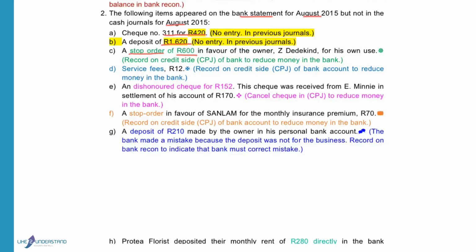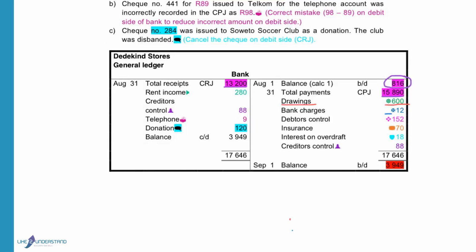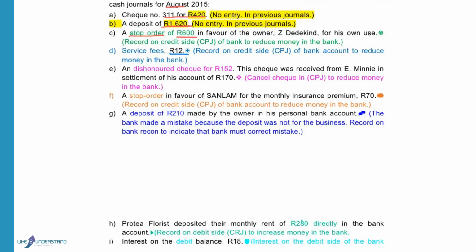Service fees of 12 Rand, so that's money that you have to pay to the bank. So they've already recorded it. It is money that's taken out of the bank. Therefore, we will record it on the credit side of our bank account, and normally it will be recorded in the cash payments journal. The bank is credited to show that money was taken out of the bank, and the bank charges account will be debited. So all expenses paid to the bank are called bank charges, except interest, which will be recorded as interest on overdraft.